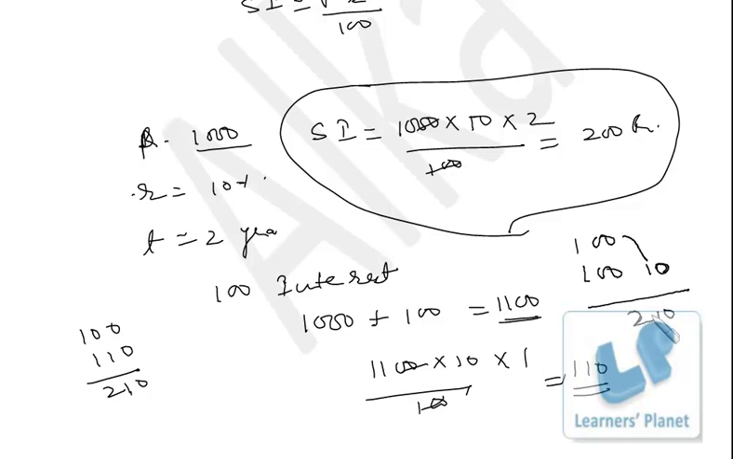Now many times a question is asked: what is the difference between simple interest and compound interest for the period of 2 years, when any amount is given? Now that can be calculated very easily. In this particular case, the difference is just 10 rupees, right?